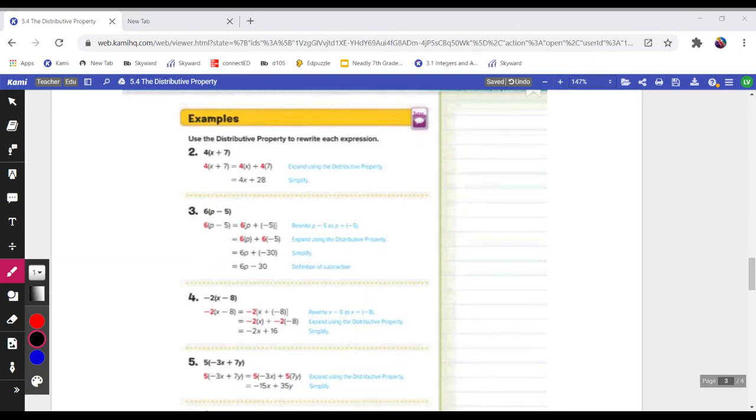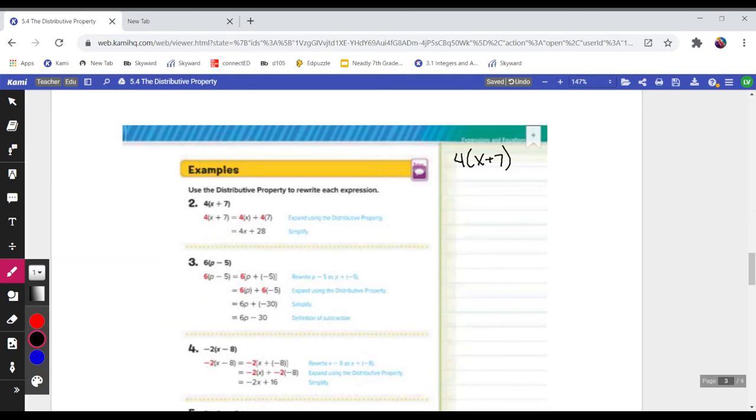Example 2. Use the distributive property to rewrite each expression. So we're going to take 4 times the quantity x plus 7. This is a little different than the previous problems because there's a variable this time. Nothing wrong with that. Now we're just going to have a letter in with our numbers. So we're going to have 4 times x, and then 4 times 7. So 4 times x becomes 4x, plus 4 times 7 is 28.